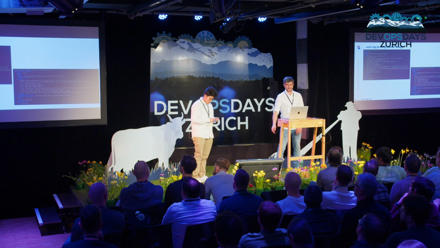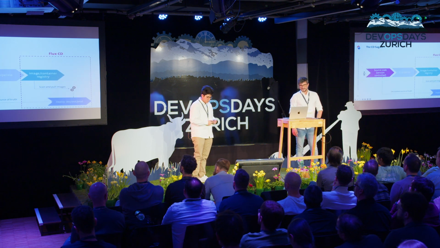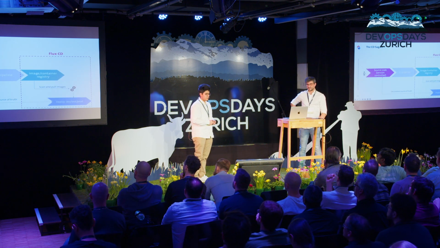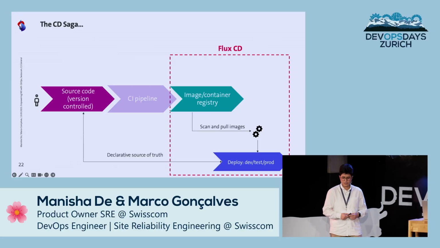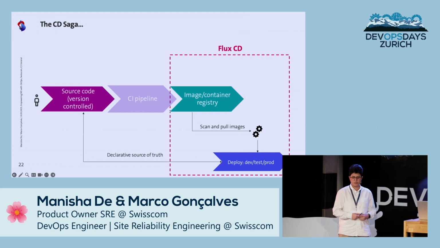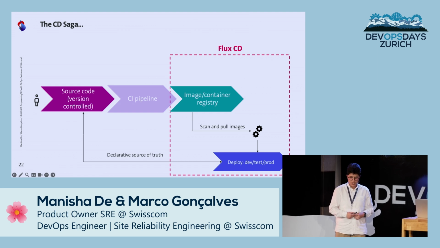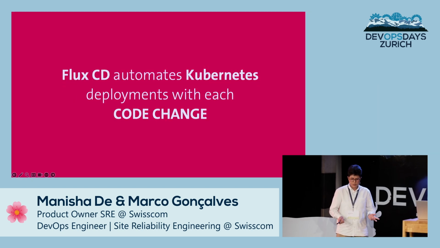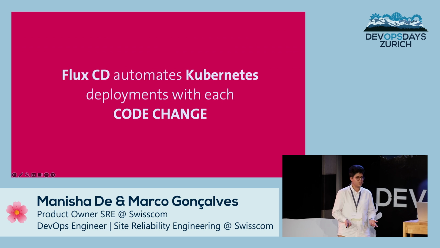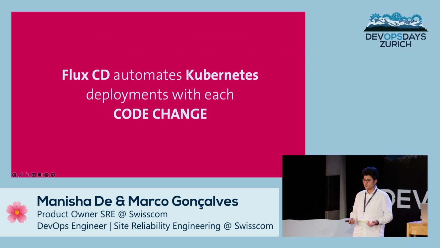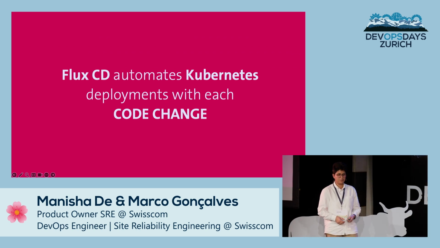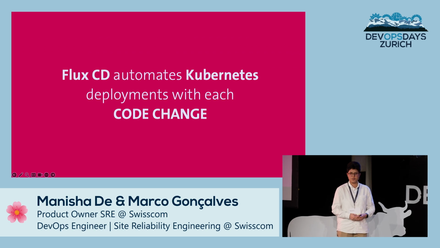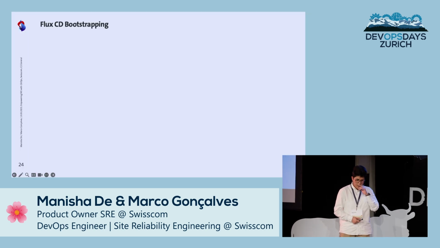Cool. So now we talked about the CI part. Let's have a look at the deployment or the CD part, how we use it with Flux. So by the book definition, it would help us to automate our Kubernetes deployment every time we change one single line of code. That's the theory, but let's try to see how it works in practice.